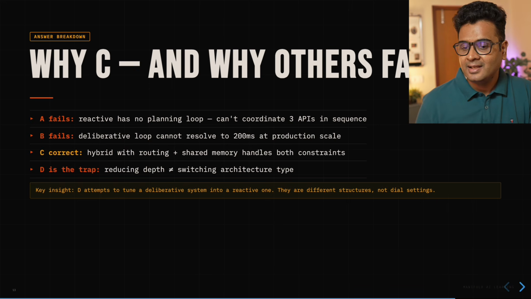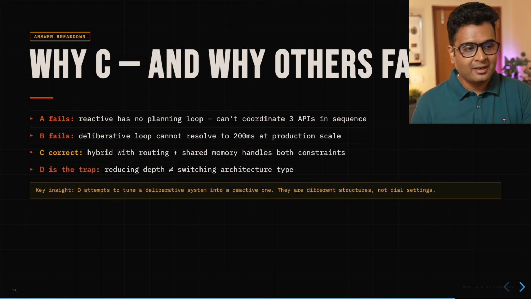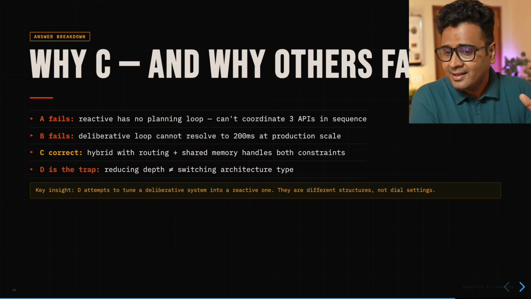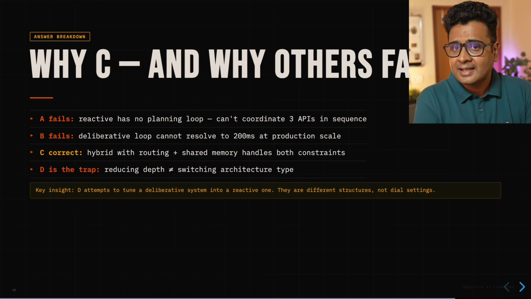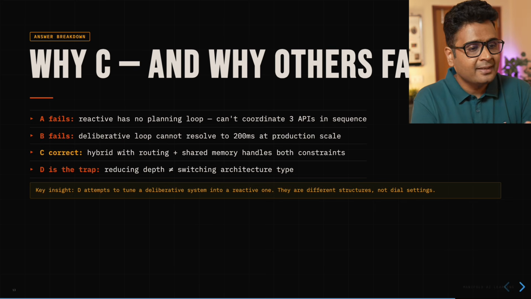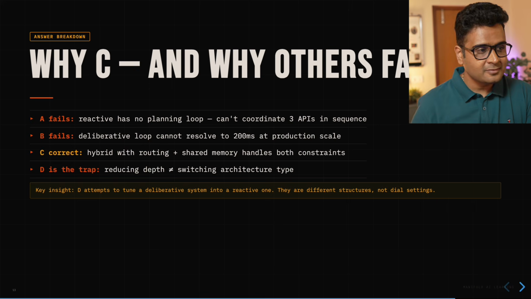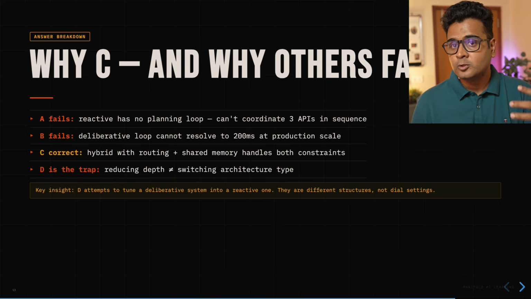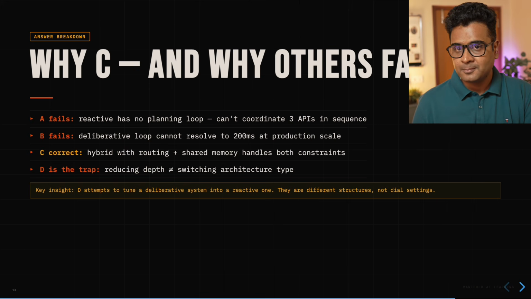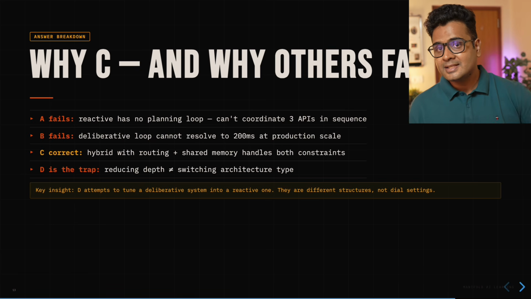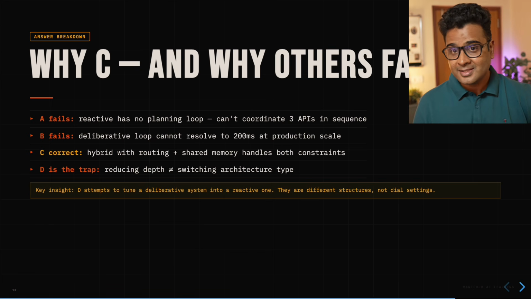And option D is a trap option, where we say it will reduce the planning depth, but that doesn't make the deliberative architecture reactive. You are still paying the token cost, and you are still experiencing the latency cost of the planning loop. So this is how you would be able to answer. If you know which scenarios these agent approaches are suited for, you'll be able to answer these questions more easily.